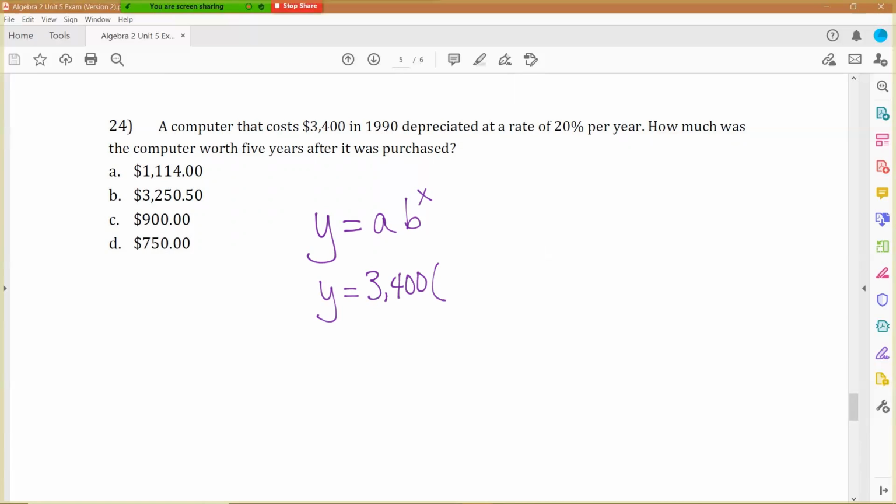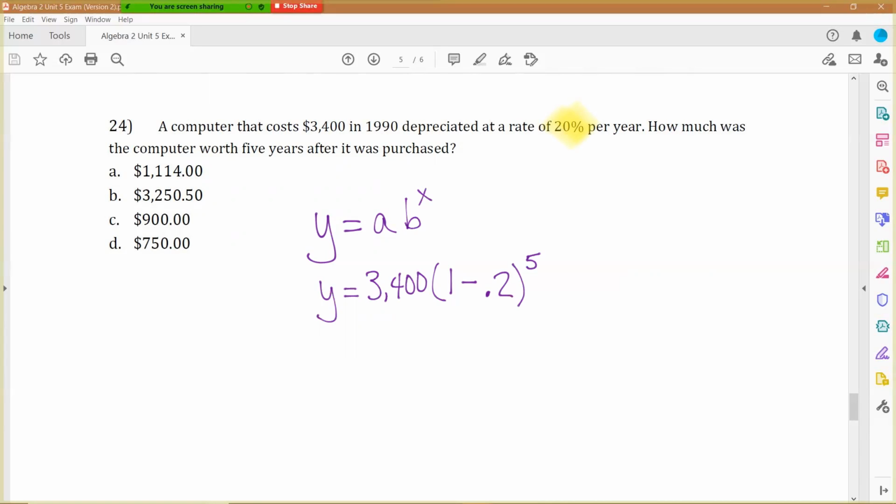B is our growth or decay. Remember, when we have word problems, we have to calculate our growth or decay rate with the 1 plus or the 1 minus. In this case, our computer is losing value, it's depreciating, so we're going to use the 1 minus. Make sure on your test if you're given a percent, you must convert it to a decimal, in this case 0.2. And then we were given a time frame of 5 years. So our exponent for our time is going to be 5.